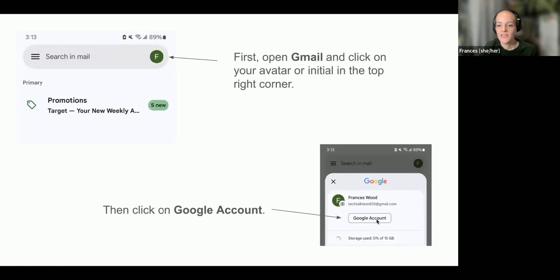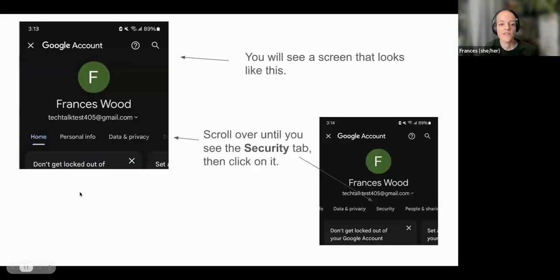You'll be prompted here where it says Google Account. Go ahead and click on that. And this is a good thing to know just to get into your settings for anything, really. This is just one thing that's in those lists of menus. So you should have a screen that looks something like this. And you'll see here that you have home, personal info, data and privacy. Over here, fourth one over, if you can see that little S, it's security. You have to scroll over until you get to security. That's what you're looking for. So you're going to click on that.